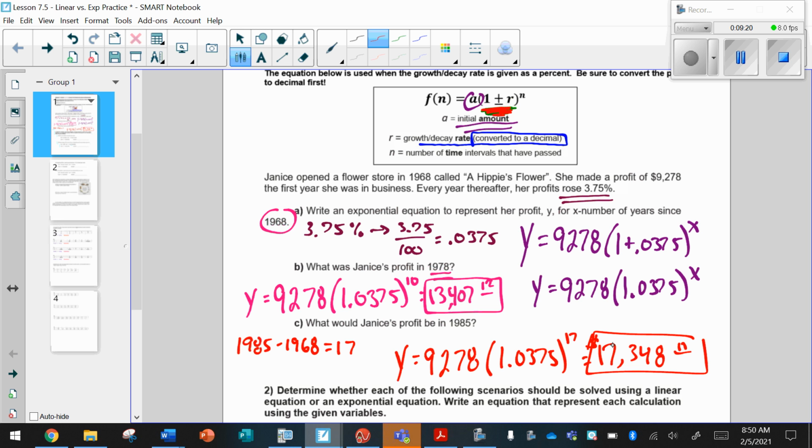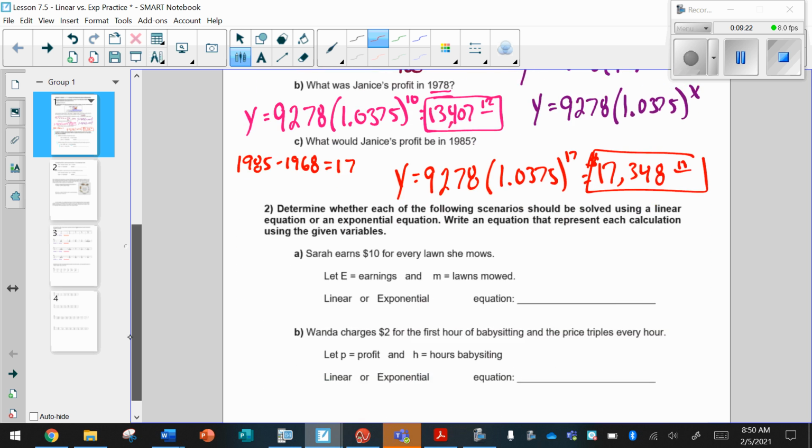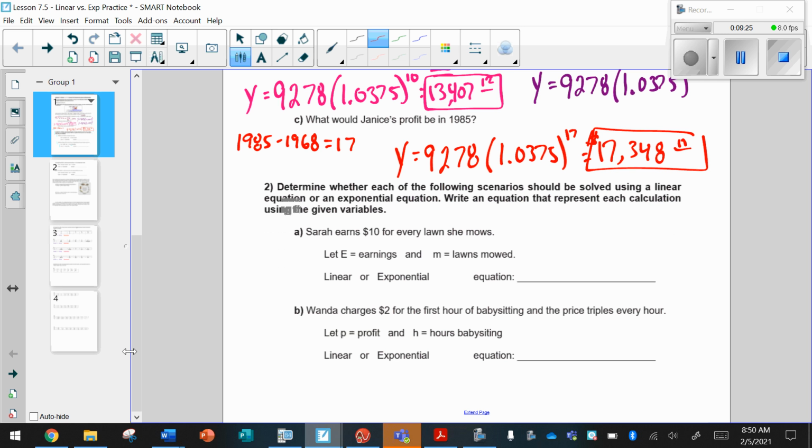All right, so there you go. Now the next thing you're going to do in your packet is just decide whether it should be linear or exponential, and then write the equation using the letters that are given. So for example, Sarah earns $10 for every lawn she mows. That's linear because she's adding $10 to her earnings every time she mows a lawn. And when the earnings increase by addition, adding 10 every lawn, that would be linear.